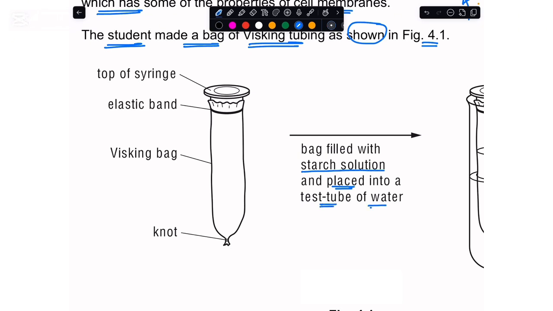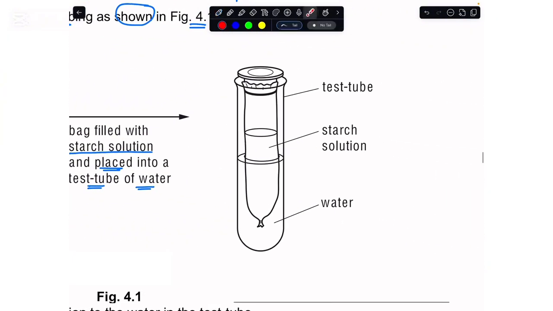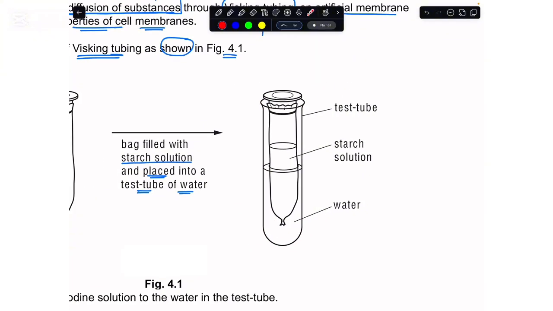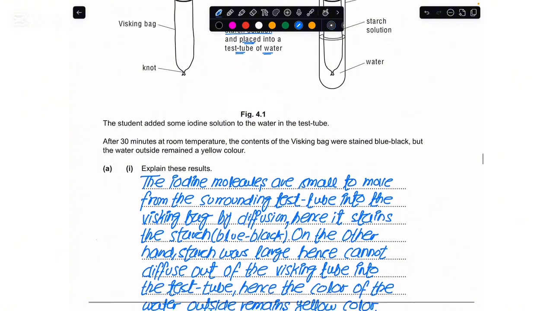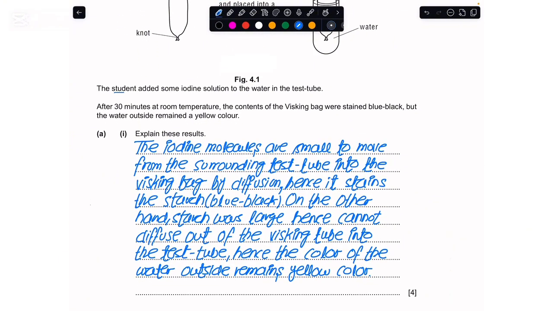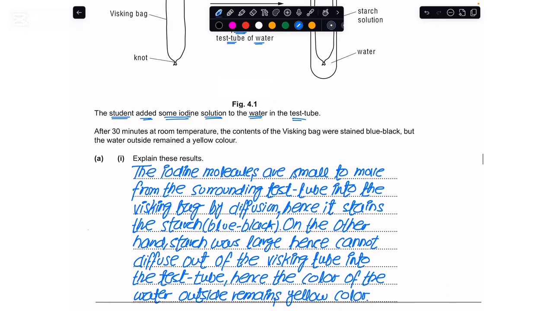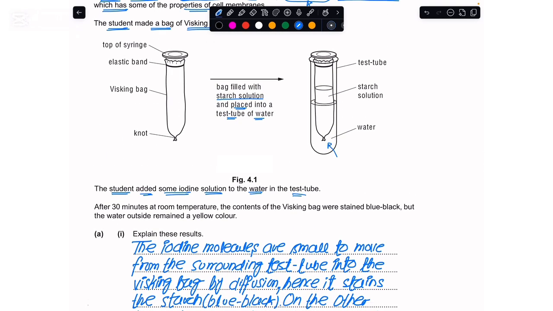now they are taking it into the test tube of water. So if we just see, you have to basically assume here that this Visking tube has got the starch solution, and now we have got the surrounding test tube, and this surrounding test tube has got the water in it. But as per the word statement, we need to be binding to this concept of the diffusion of the substances. If we move further, they say the student added some iodine solution to the water in the test tube. So in this water, they are adding the iodine solution.